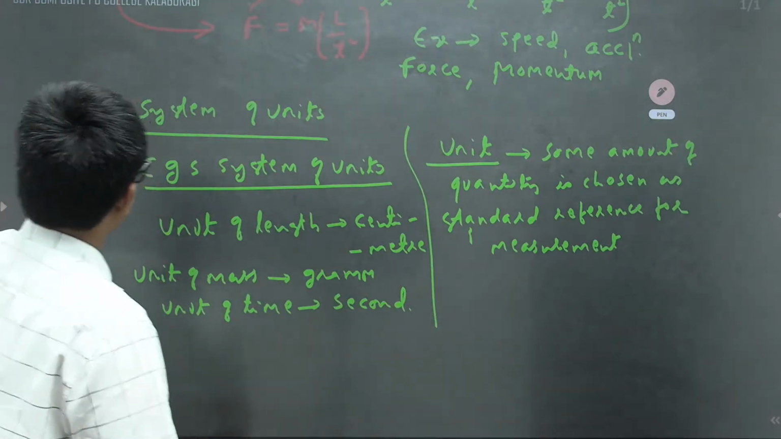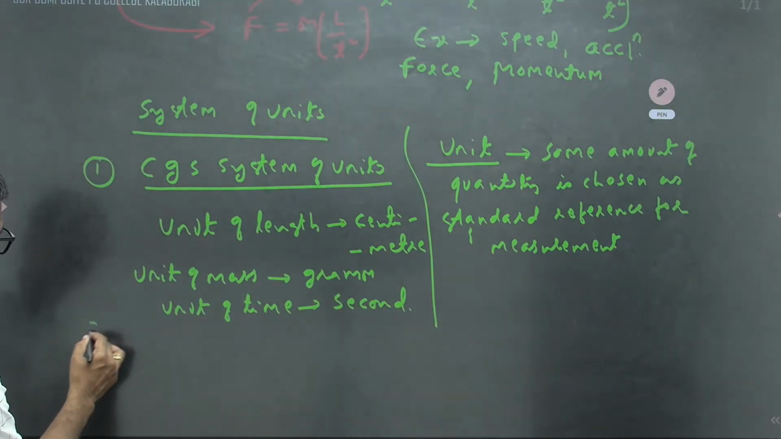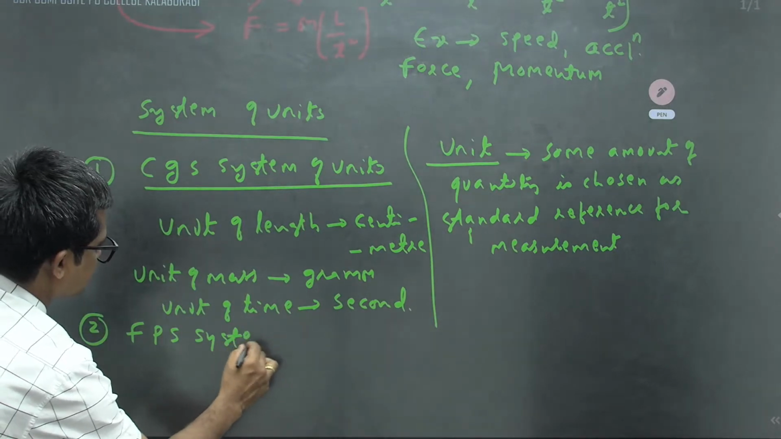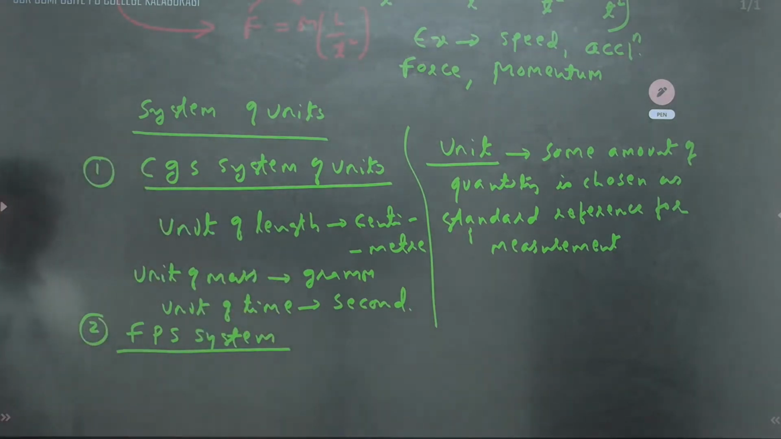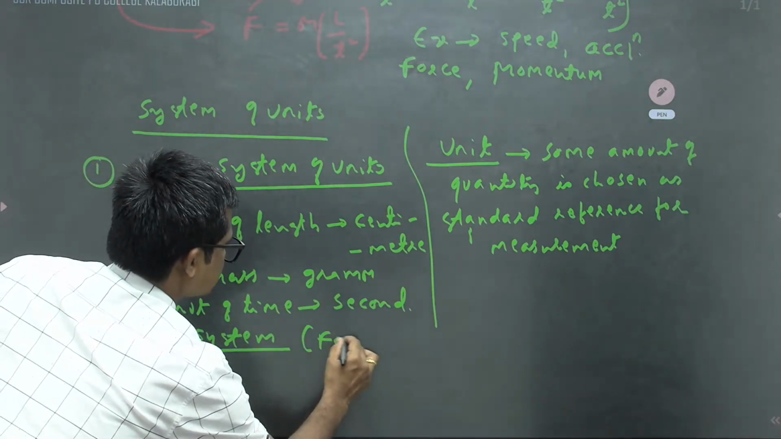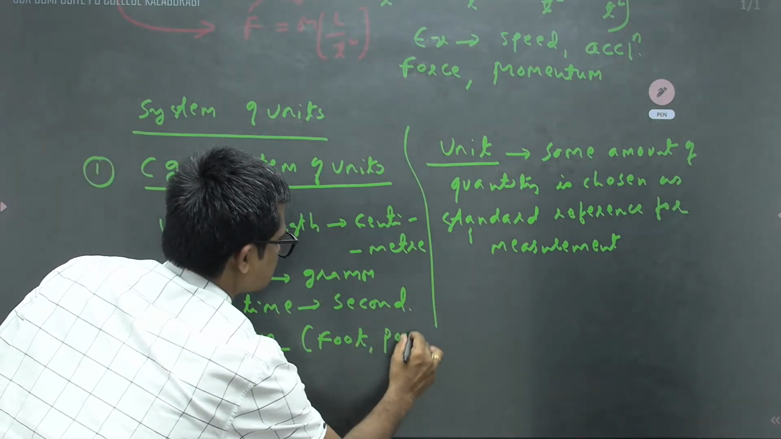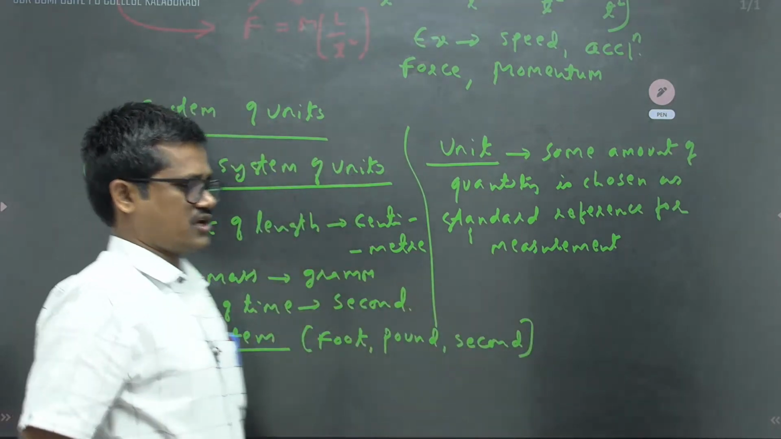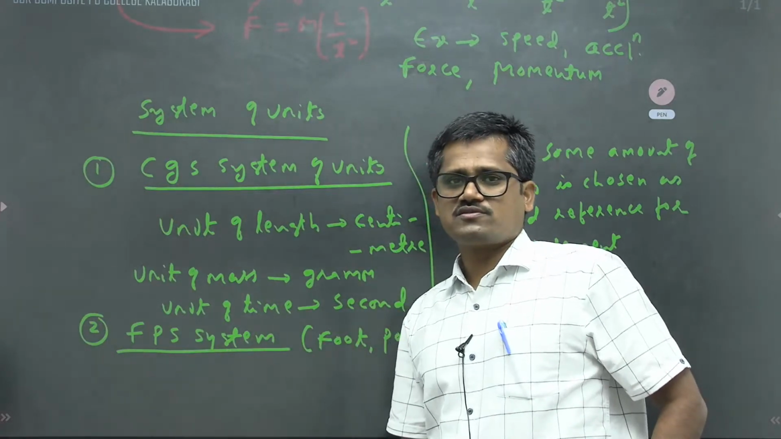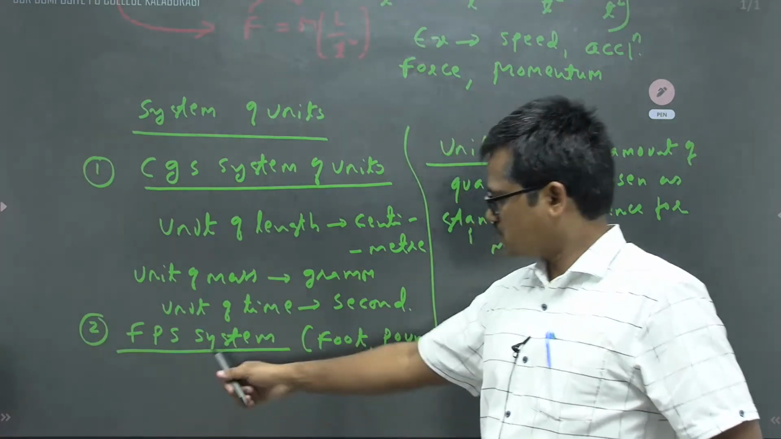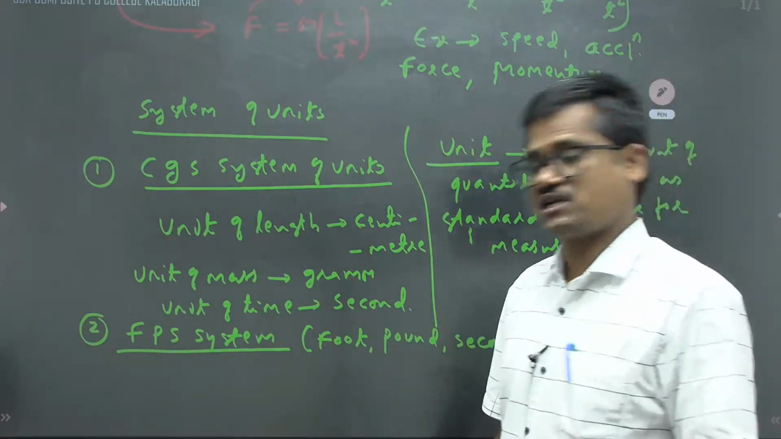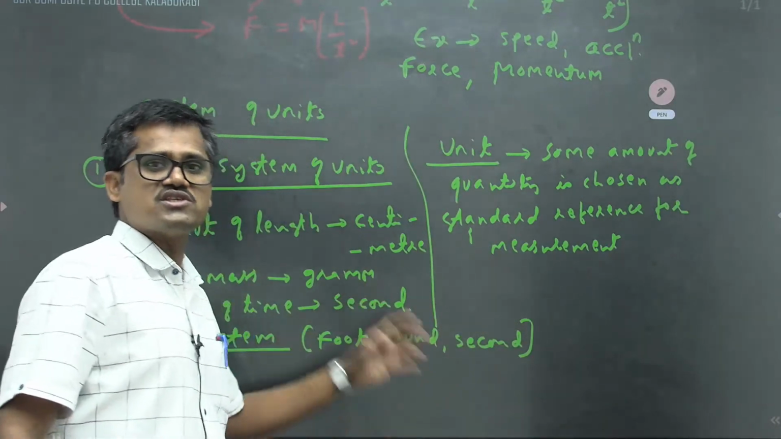The second thing is the FPS system. FPS is also called foot pound second. This is a British system of units. Even in England, presently also they are using foot as a unit for measuring length, pound for measuring mass, and then second for measuring time. Even now they are still going with this system of units.